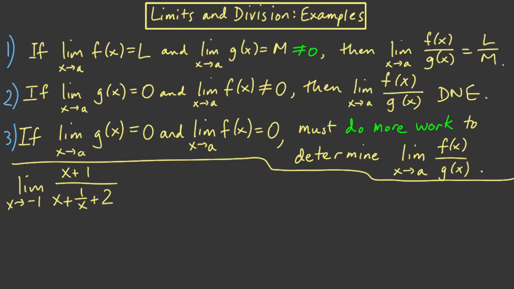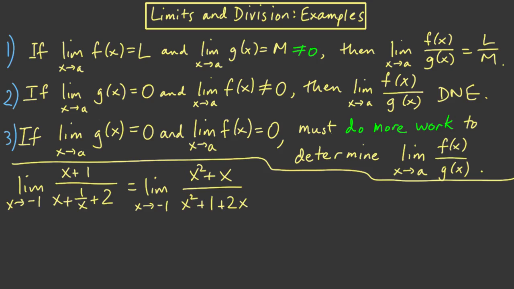Can we factor this stuff? Well, not as is. We have this ugly denominator, and that's not so nice, but we can do some algebraic cleanup first. So we can multiply the top and the bottom by x, and that'll get rid of this fraction in the denominator. And when we do that, we get x squared plus x on top, and x squared plus 1 plus 2x on the bottom. And we're taking the limit as x approaches minus 1.